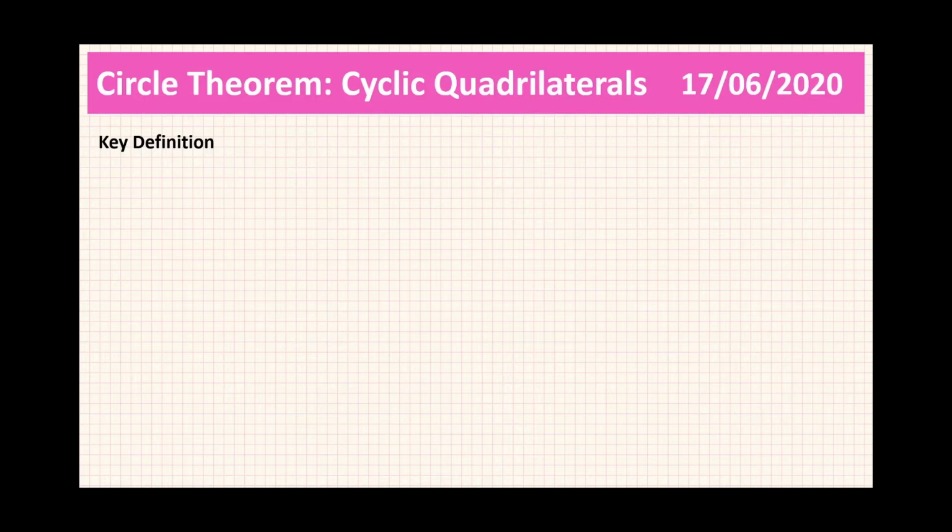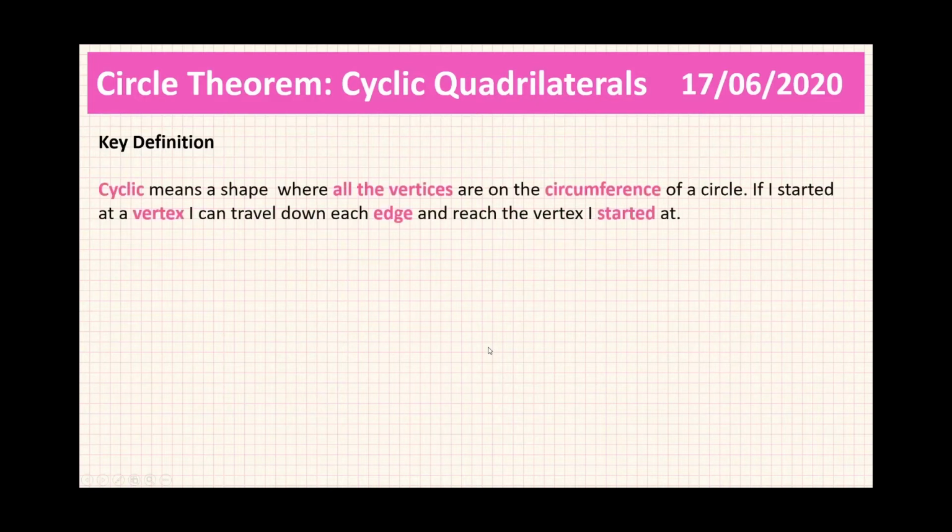So before we begin, we need to understand what the word cyclic means. So we need a definition for the word cyclic. So here is your definition for the word cyclic. Cyclic means a shape where all the vertices are on the circumference of a circle. So if I started at a vertex, I could travel along each edge and reach the vertex I started at.